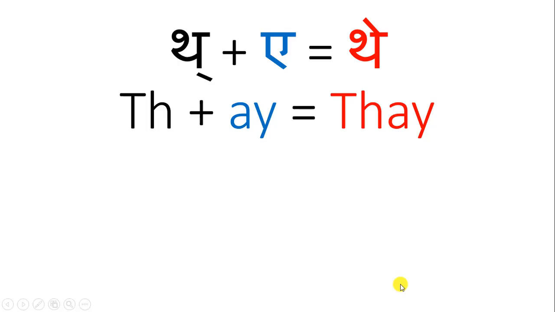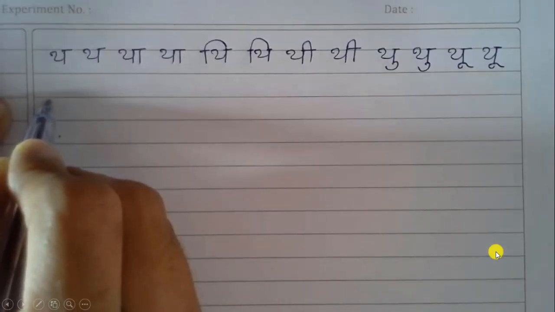Okay. The next sound is the, and you get this sound the when you add th to a. Th plus a equal to the. And the is written like this.